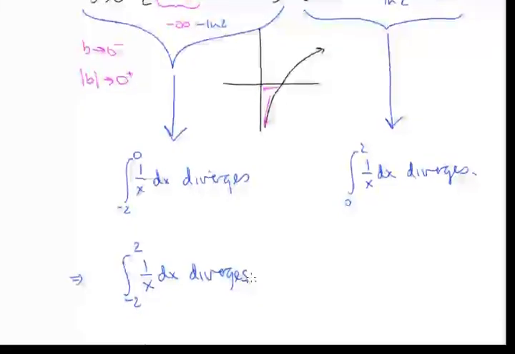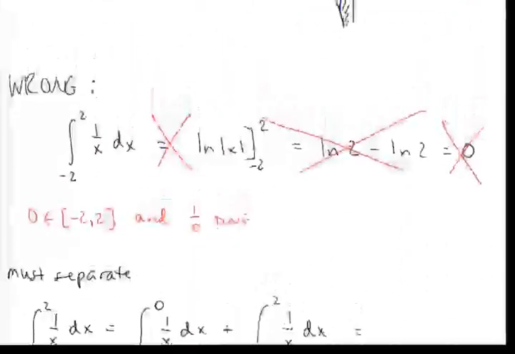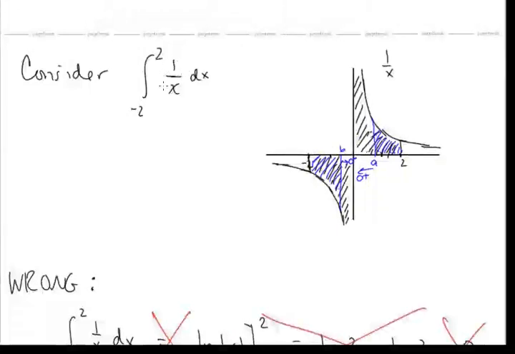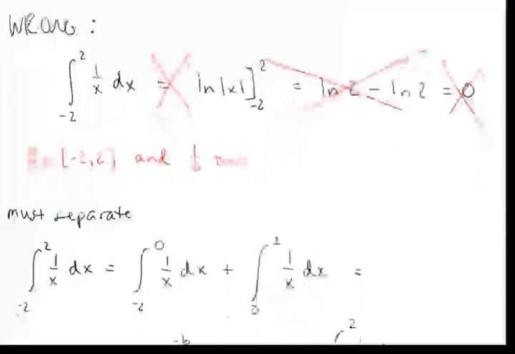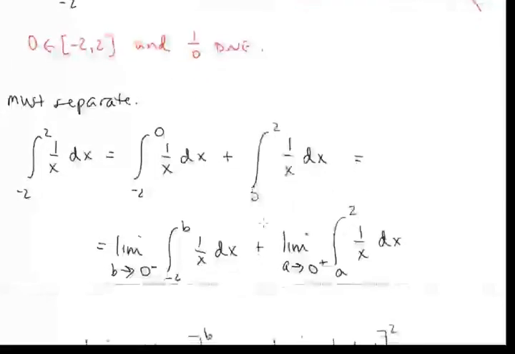Okay, so again, every time now we see an integral, we have to check to see if the integrand, the function inside the integral, is continuous on the interval. If not, we have to separate it at that discontinuity, and that's what we did here. We know that 1 over x does not exist when x is equal to 0, so we separate the integrals and treat them both as improper.